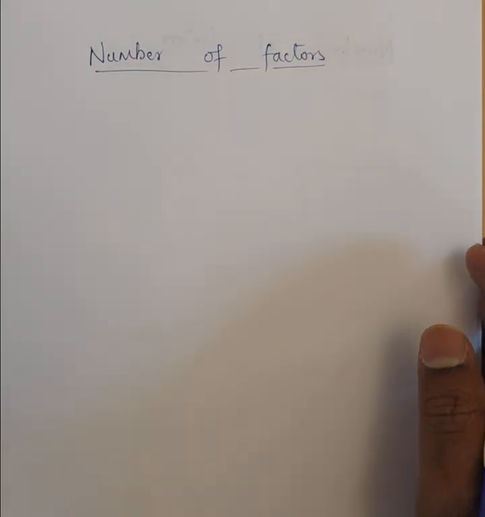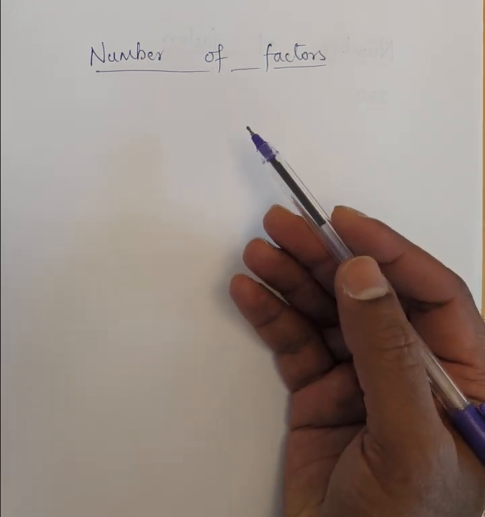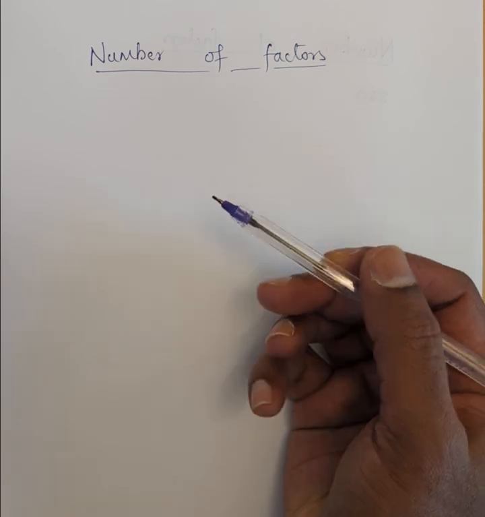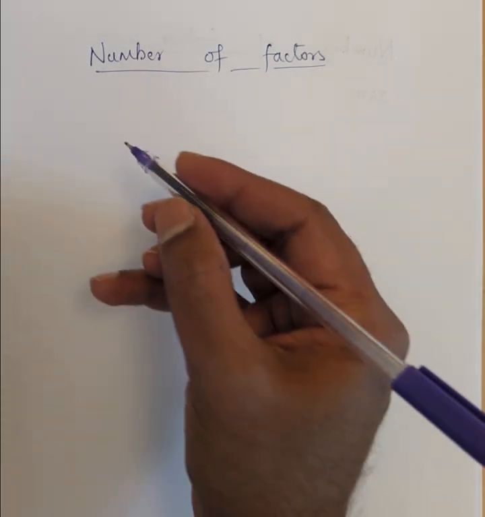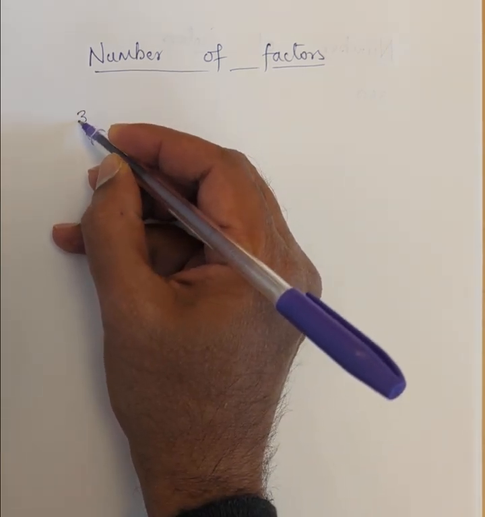Finding the number of factors might be a problem in itself, or you may have to do that in order to do something more in the problem. In any case, let's begin with an example. Say I have to find the number of factors of 360.